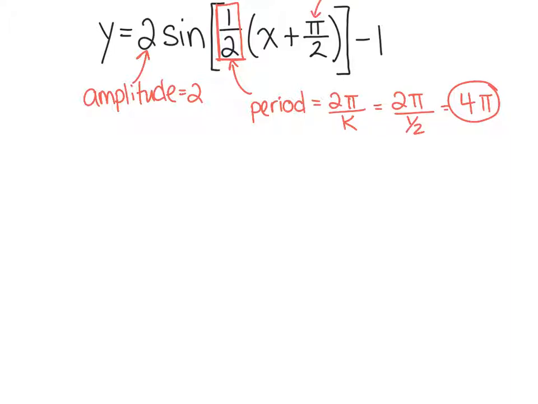This guy right here is a phase shift. So we have a phase shift. So our graph is actually going to go left pi over 2 radians. So the whole graph is going to shift left. And then this guy right here is going to shift our whole graph down 1.